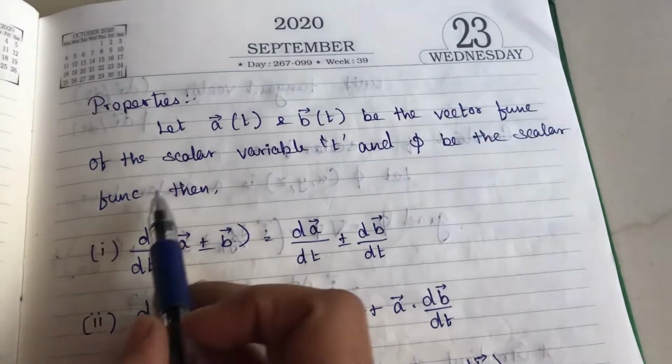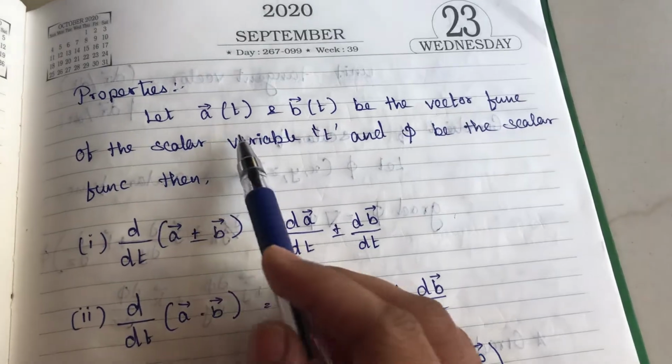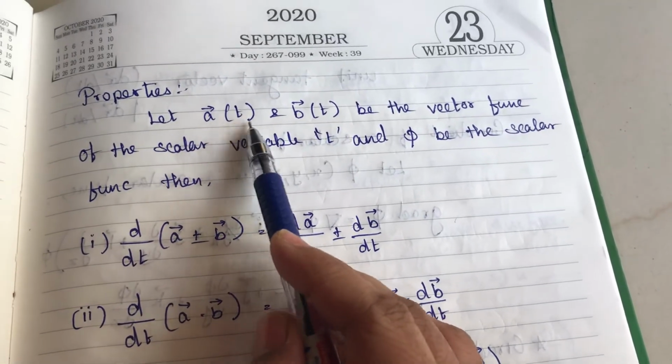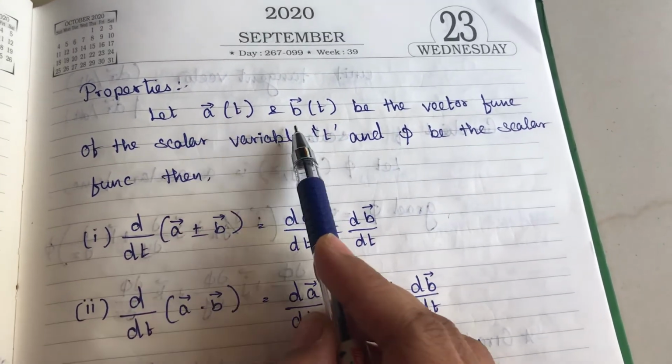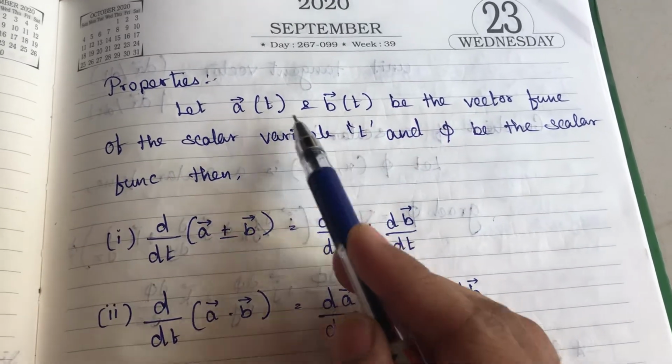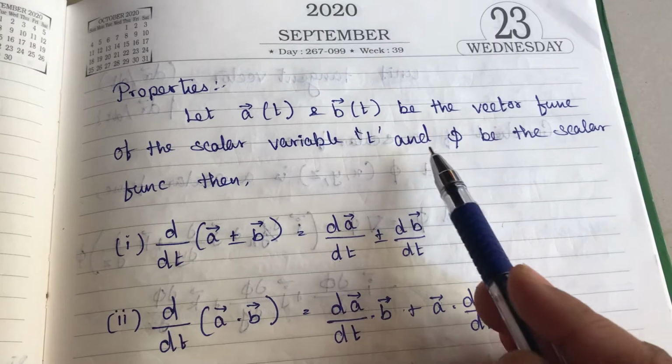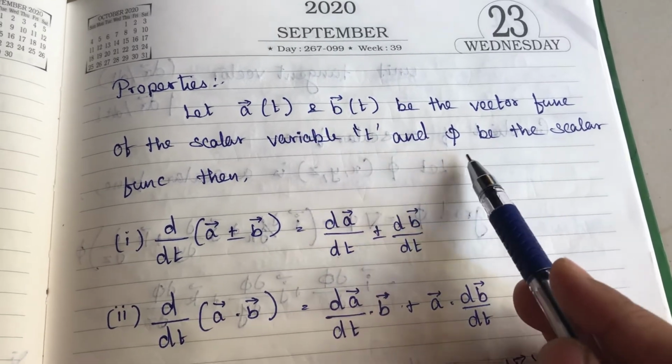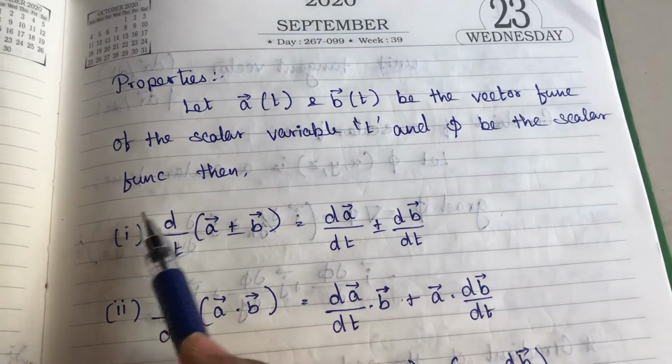Okay, there are 3 notes here. And let's go to the properties. Let a vector, function of t, a vector and b vector, be vector functions of the scalar variable t. These are scalar variables, and pi be the scalar function.